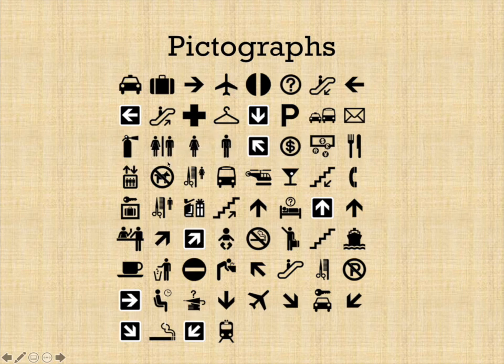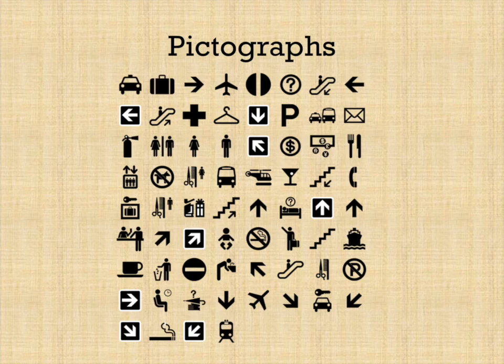This is a restroom. Man and woman, male and female restrooms. We have a public bus, a helicopter, stairs going down, or perhaps an escalator going down. But we can't really read pictographs. We look at them, we know the meaning, but we don't actually read them like a regular written language.